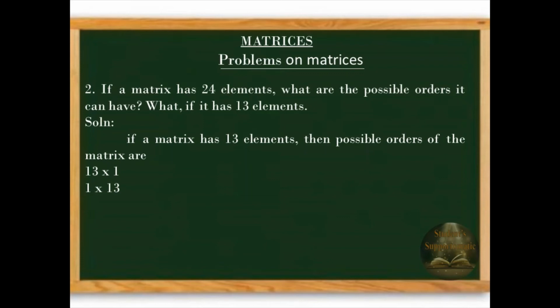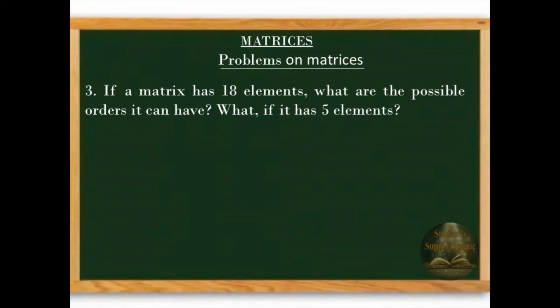Now we'll go for the third problem. If a matrix has 18 elements, what are the possible orders it can have? What if it has 5 elements? This is the same type of problem as the previous problem, so solve it. Here we will get 18 as a product in many cases, so list all the cases, that is, the possible orders of the matrices. And 5 is also a prime number, so we will get only two possibilities, that is 5 ones or 1 five. Okay, so this is the same kind of problem. Solve it by yourself.